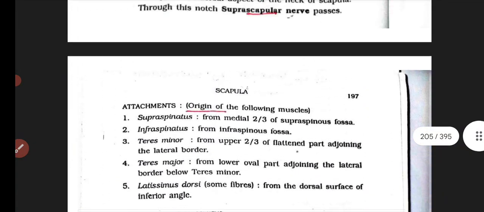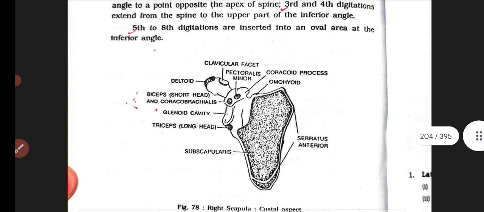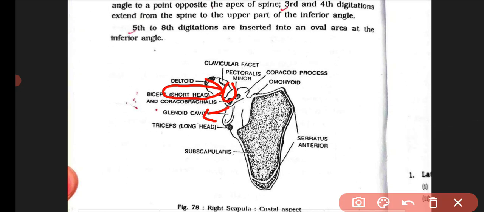Now another part is this glenoid cavity. This glenoid cavity articulates with the head of the humerus and forms the shoulder joint. Okay, the most important.